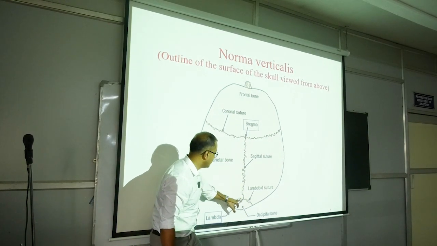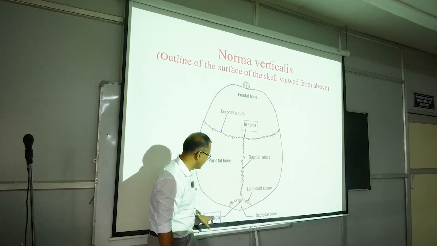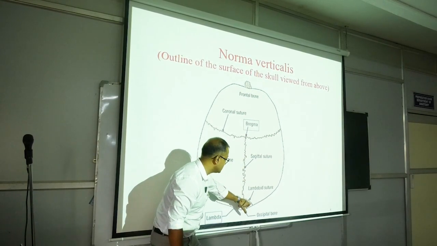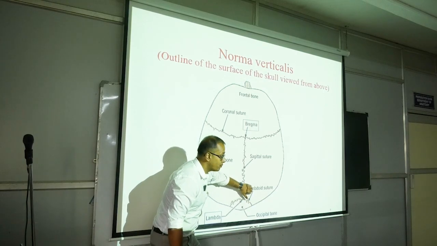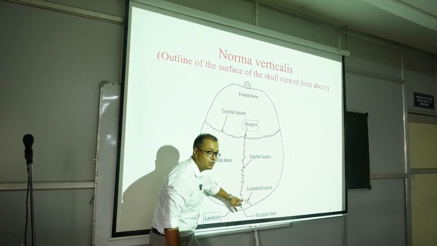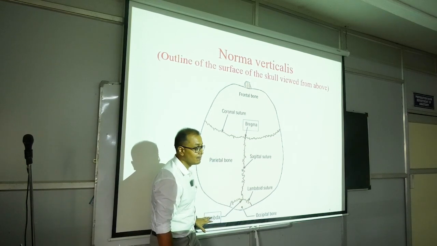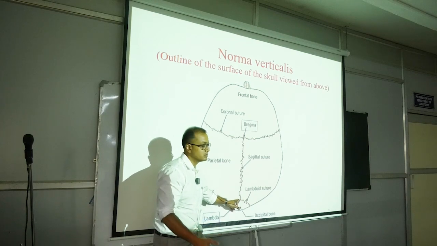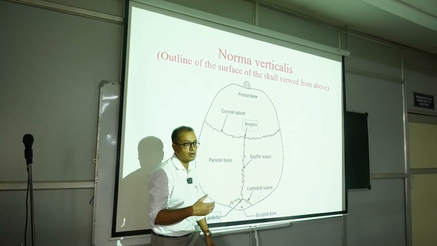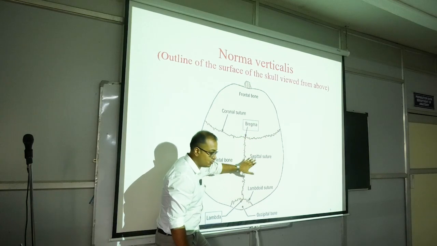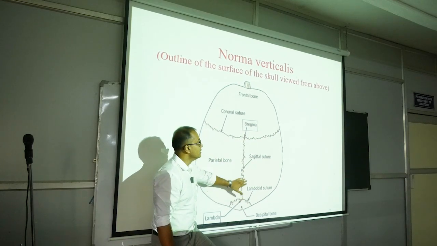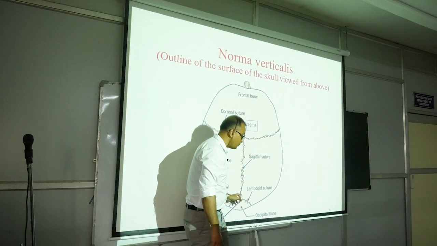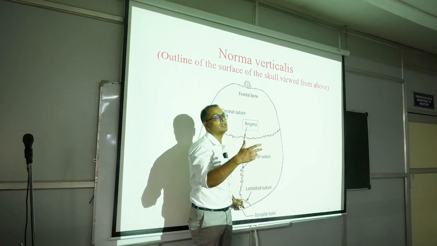Likewise, we find another point, which we call lambda, where the lambdoid suture unites with the sagittal suture. That means the occipital bone, right parietal bone, and left parietal bone unite at a point we call lambda. That particular lambda was also non-ossified, so we call it the posterior fontanelle, compared to the anterior fontanelle. Now, the anterior fontanelle should be united by 2 years of age. The posterior fontanelle should be united by 6 months of age.